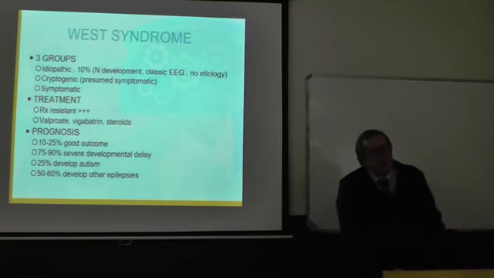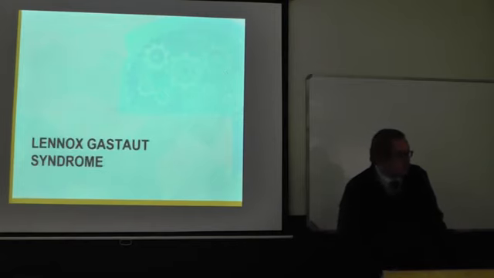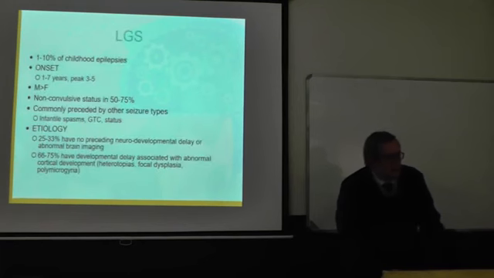Some of them, especially the idiopathic type, may improve, but almost three-quarters or more have severe developmental delay. Autism is very much associated, especially in tuberous sclerosis, and they can then go on and develop another epilepsy syndrome, for instance Lennox-Gastaut syndrome, which is the next syndrome that I'm going to discuss.